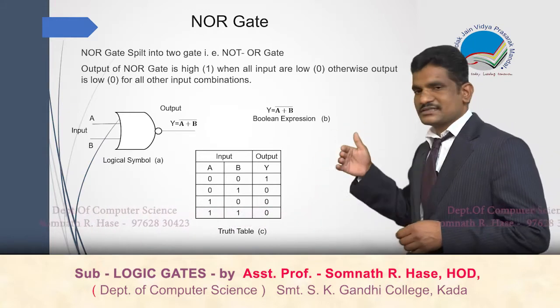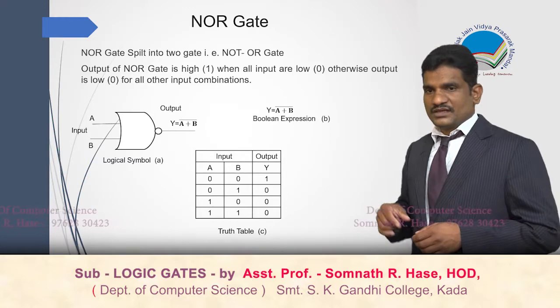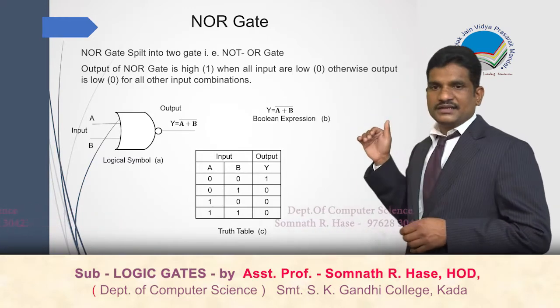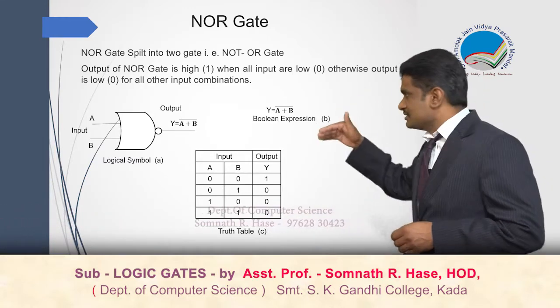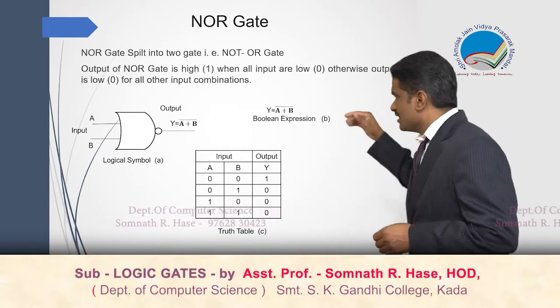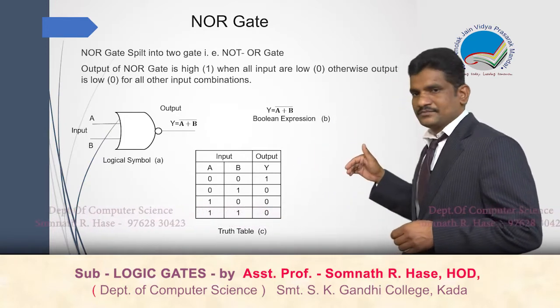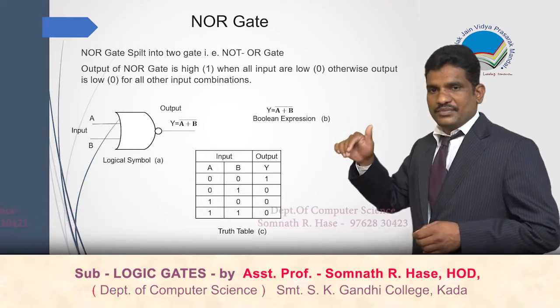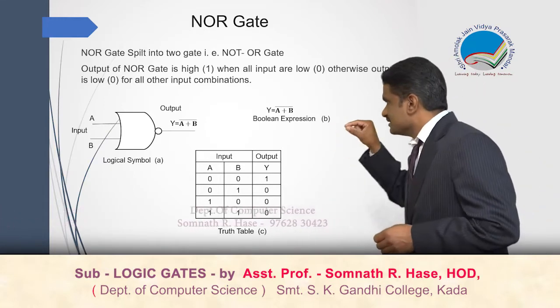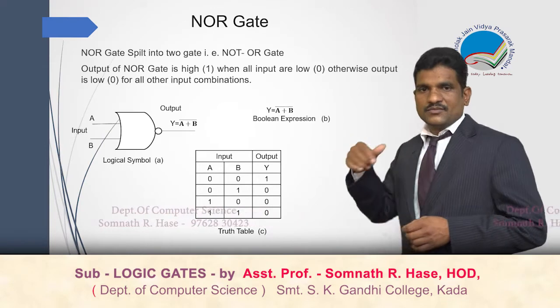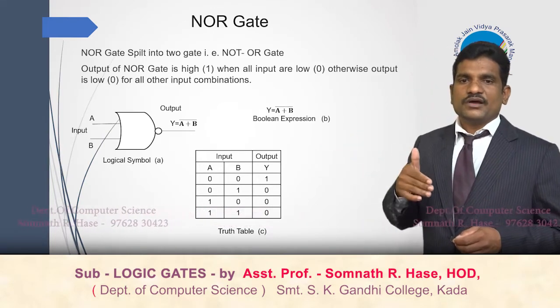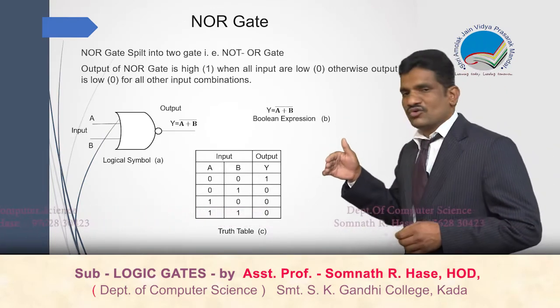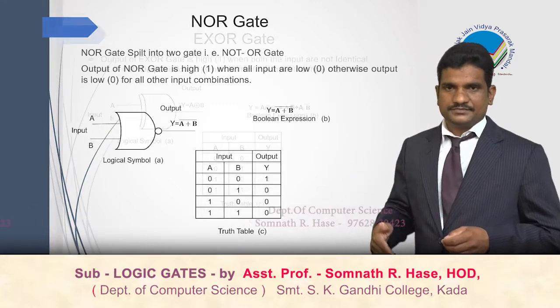In all other cases, the output is 0. So these are the logical symbols of a NAND gate. Logical symbol of NOR gate: both inputs A and B, and the output is Y equals A NOR B. Here we can see the bubble. The Boolean expression of the NOR gate is Y equals A NOR B.